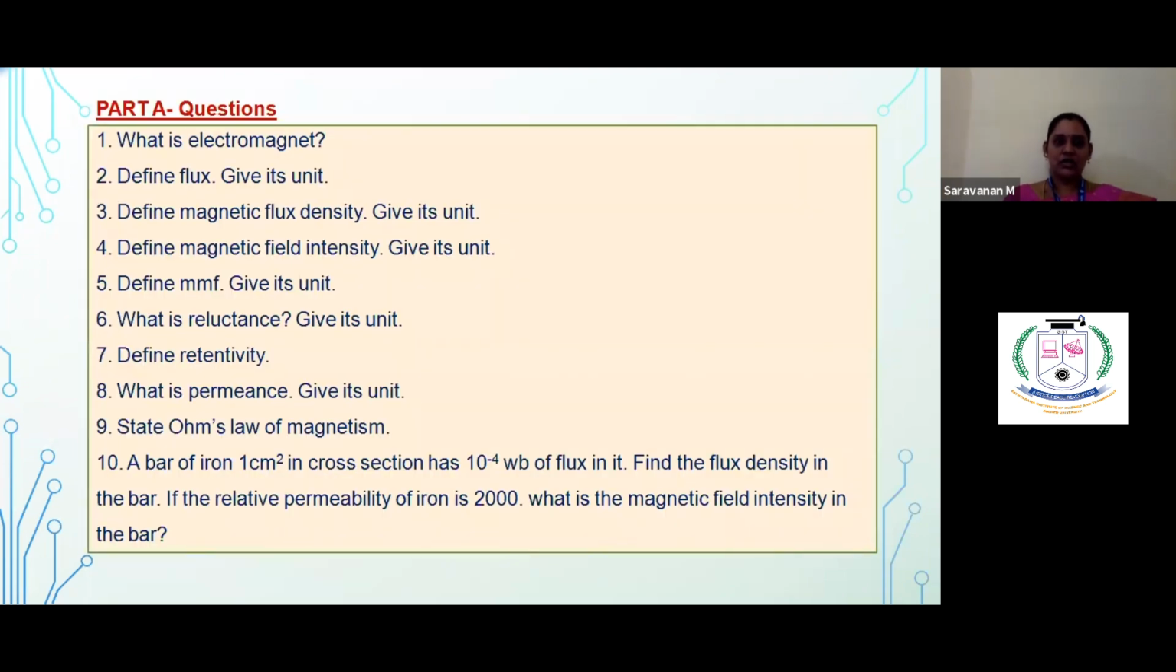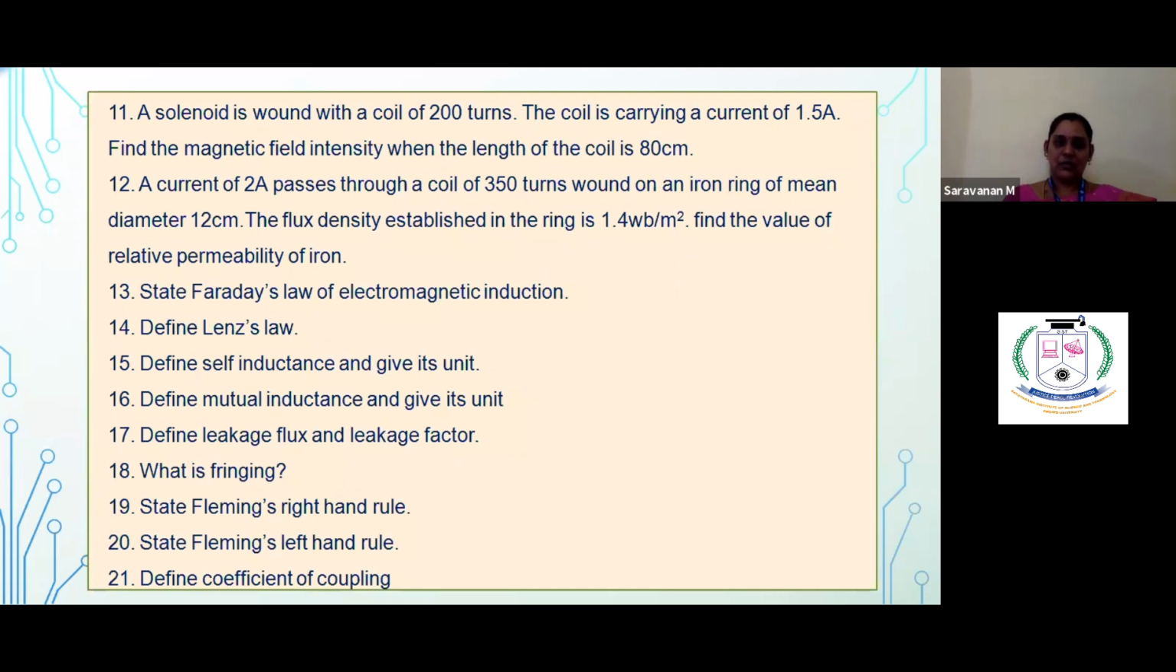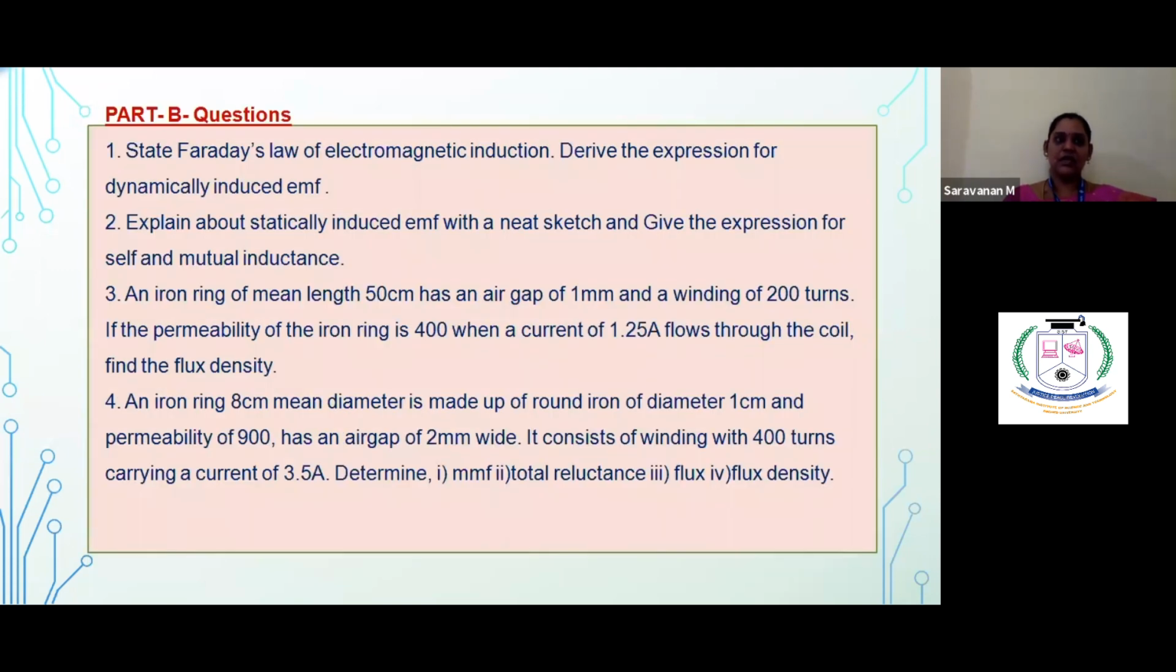And a few important questions I have highlighted on the screen. Make a note of it. These are the repeated 2-mark questions which have been asked in your unit 1 part A, and similar questions I have highlighted, and similarly for part B, the important questions, which have been taken from your university question paper. So here: state Faraday's law of electromagnetic induction and derive the expression for dynamically induced EMF. And the second question: explain the statically induced EMF with a neat diagram.